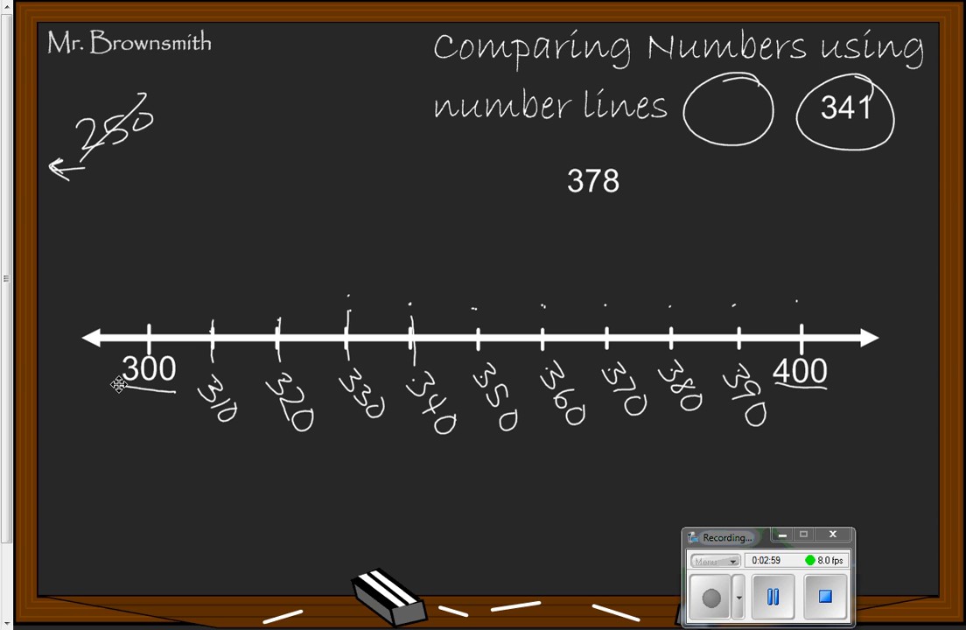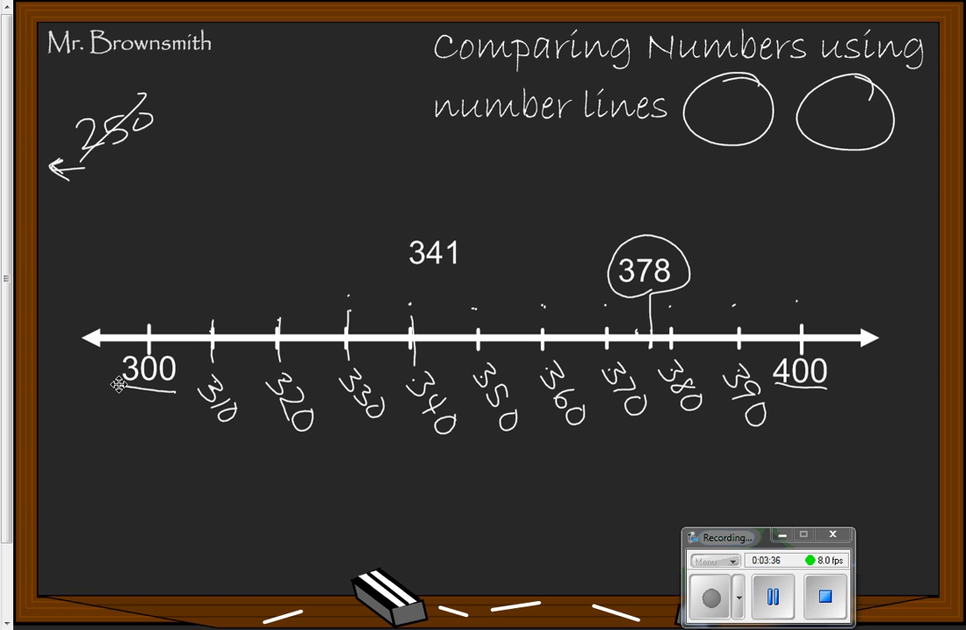We can see that 378 is going to fall somewhere between 370 and 380. And it looks like 378 is going to be even closer to 380 than it is to 370. It's probably right about here somewhere, because at this point, this would be like 375. Well, 378 is a little bit bigger than that, so it's probably going to be right about here.